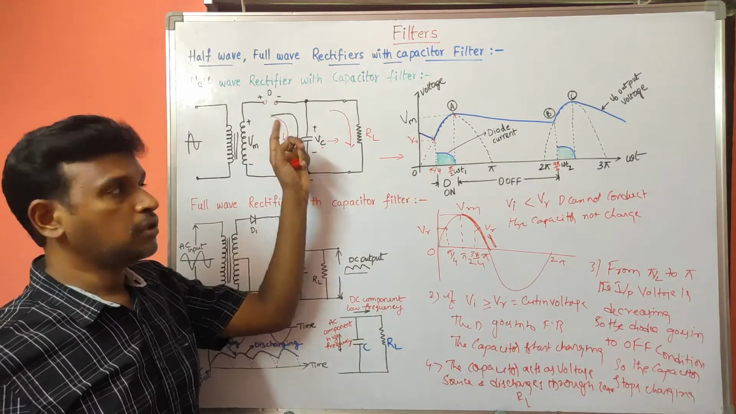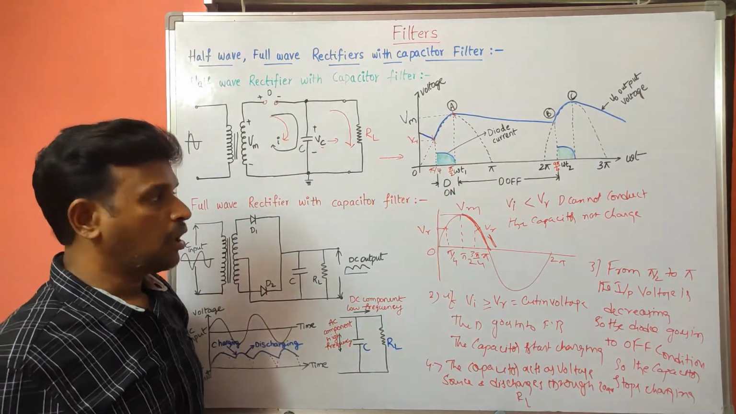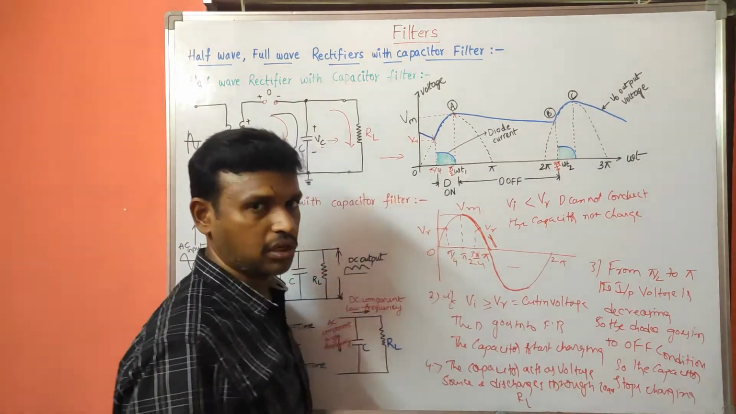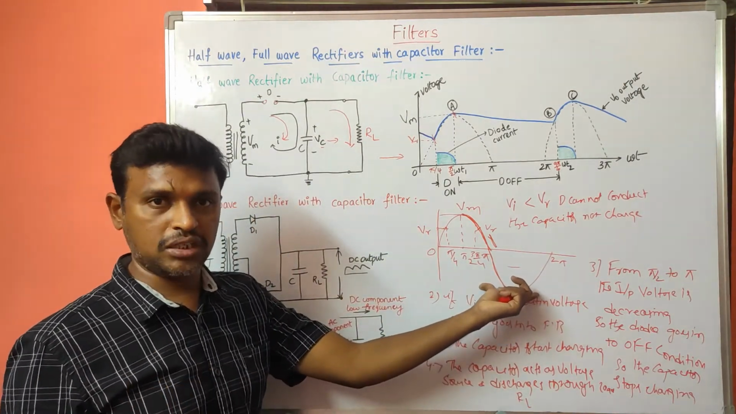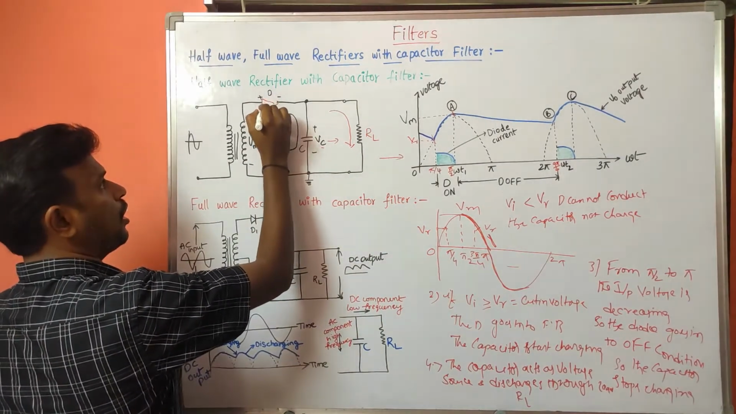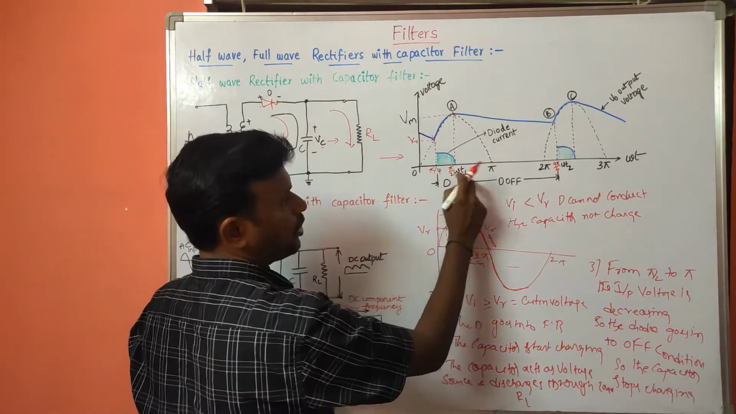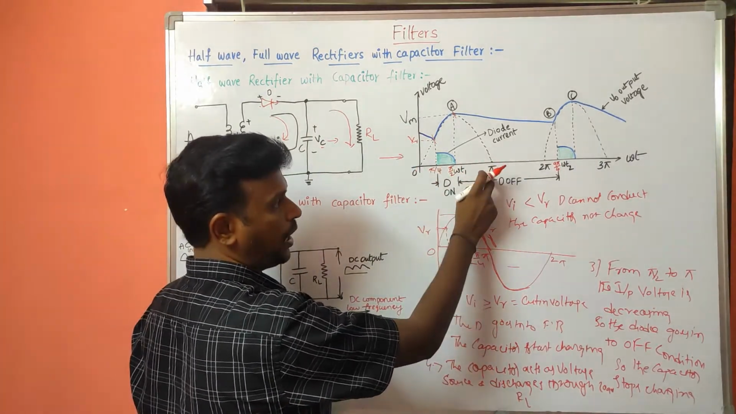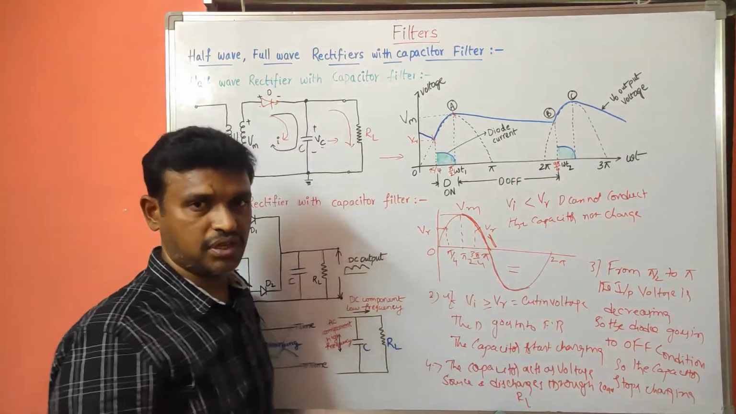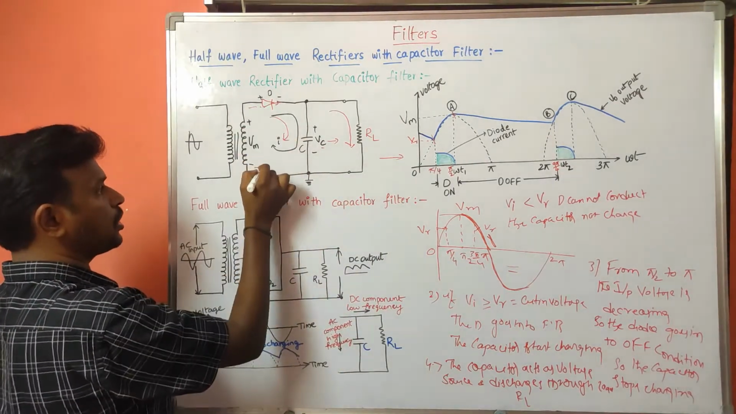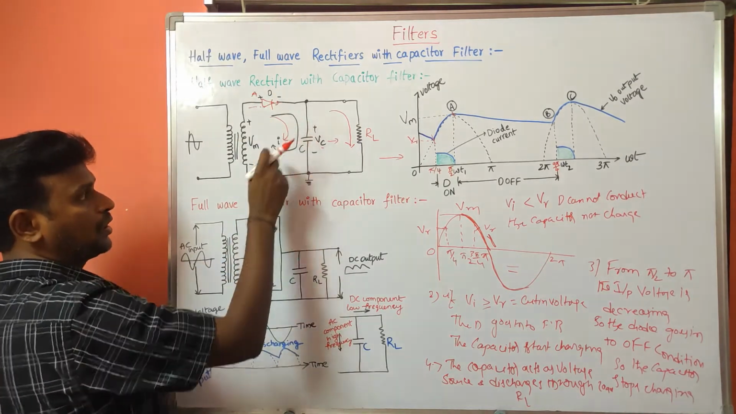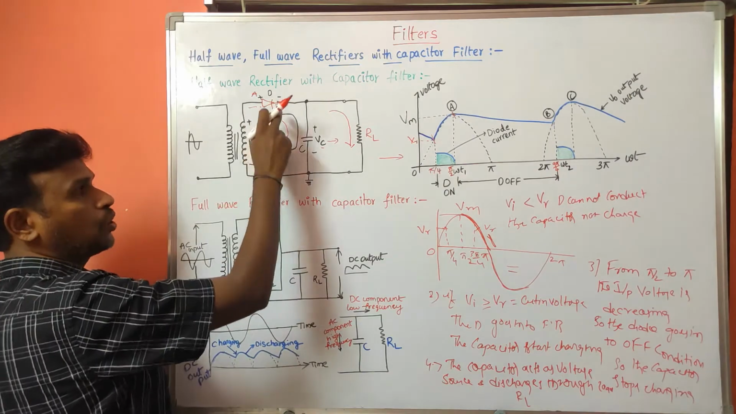It will discharge through the load RL because there is no current flow from this point to this point. At the same time, here we have the reverse half cycle, that is the negative half cycle. At this point also no conduction takes place. From 0 to pi we have some positive voltage, but from pi to 2 pi we have the negative half cycle. So the anode is connected to the negative terminal and the cathode is connected to the positive terminal, so the diode is reverse biased.